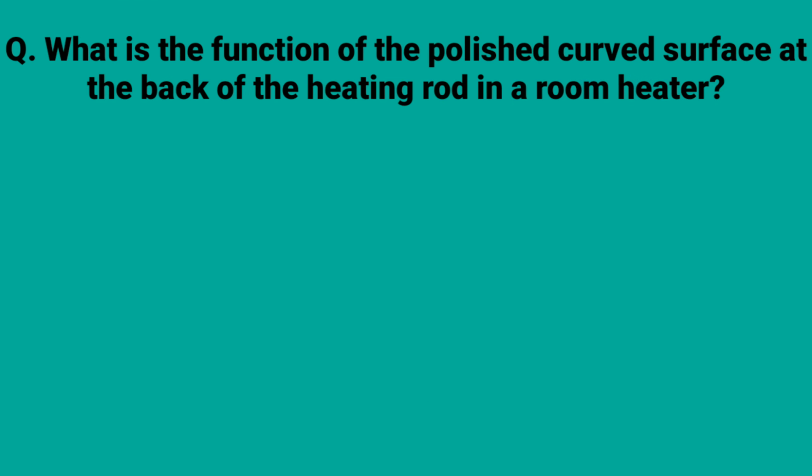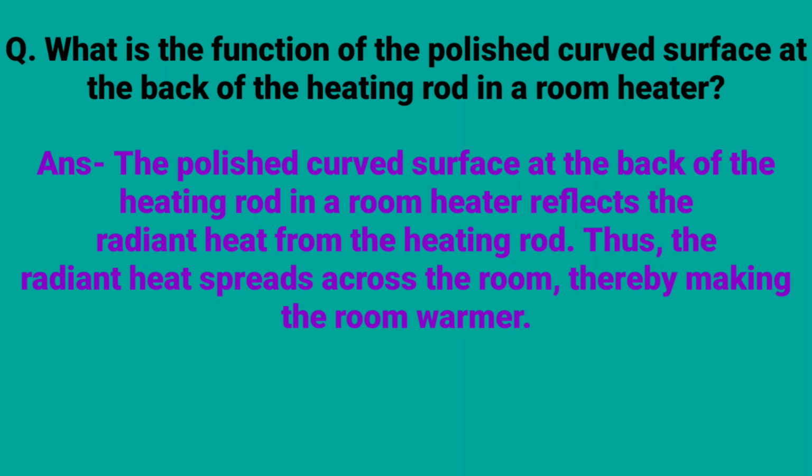Now next question is, what is the function of the polished curved surface at the back of the heating rod in a room heater? The polished curved surface at the back of the heating rod in a room heater reflects the radiant heat from the heating rod. Thus, the radiant heat is spread across the room, thereby making the room warmer.